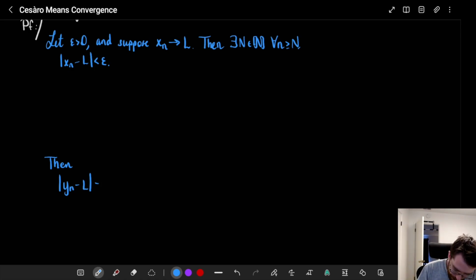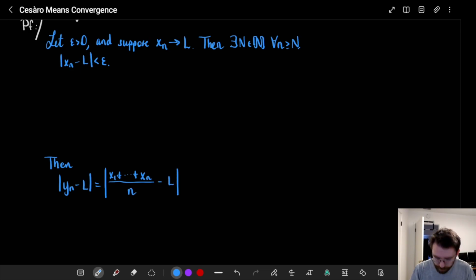And I know the definition of yn. I know yn is the mean of the first n entries in the x sequence. So I could write this. And I look at that and I say, okay, how am I going to get that less than epsilon? That seems kind of hard. It's kind of an ugly expression.